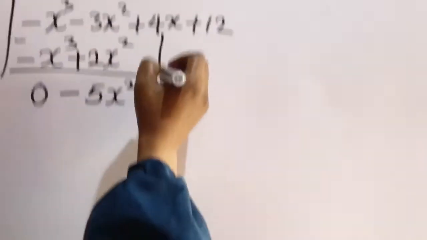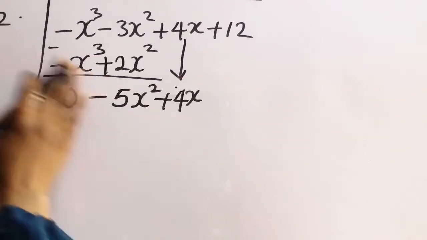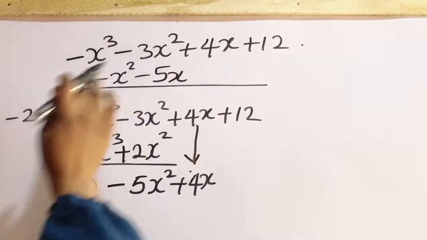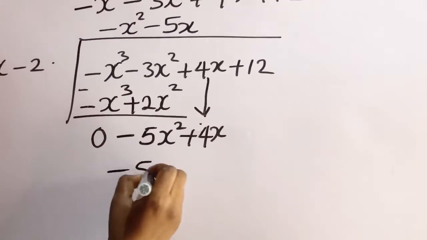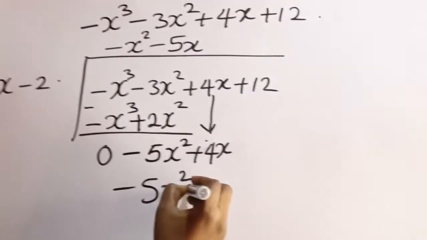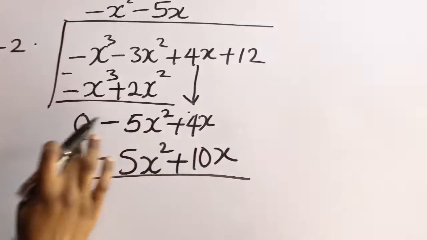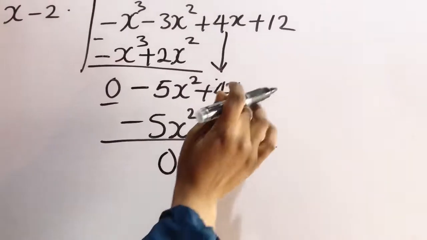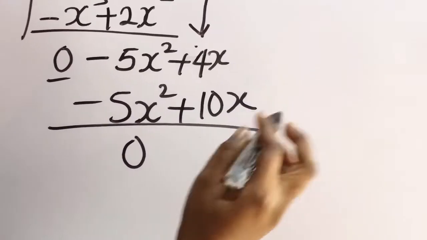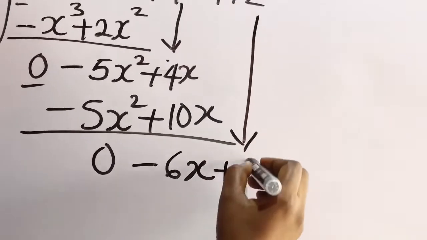So bring down the next term, which is plus 4x. So minus 5x squared divided by x gives minus 5x. Minus 5x multiplied by x gives minus 5x squared. Minus 5x multiplied by minus 2 gives plus 10x. So subtract. Minus 5x squared minus minus 5x squared gives 0. Plus 4x minus plus 10x gives minus 6x. Then bring down the next term, which is plus 12.